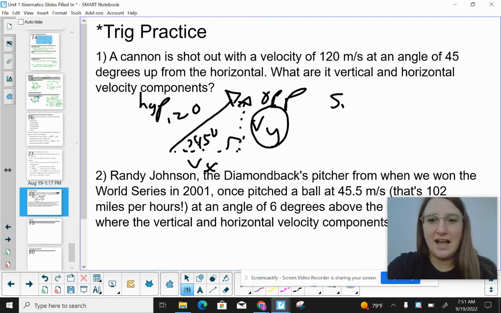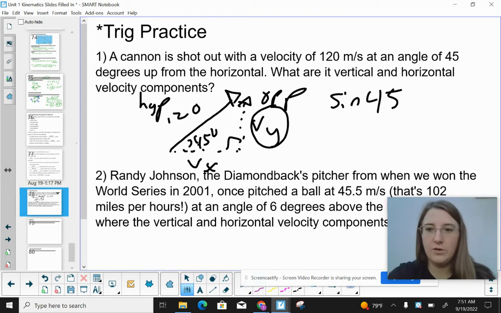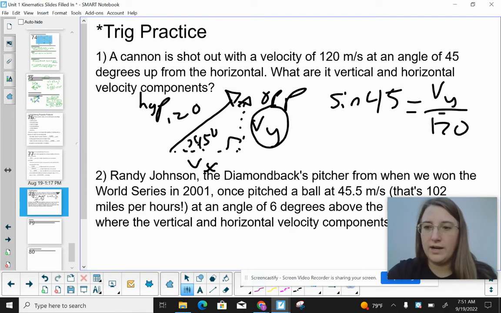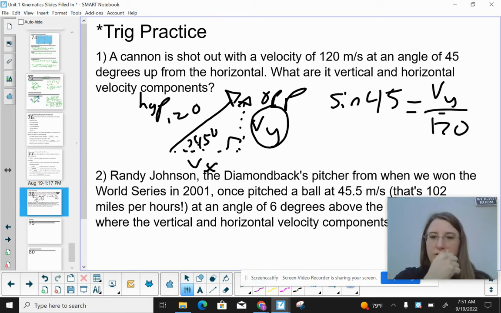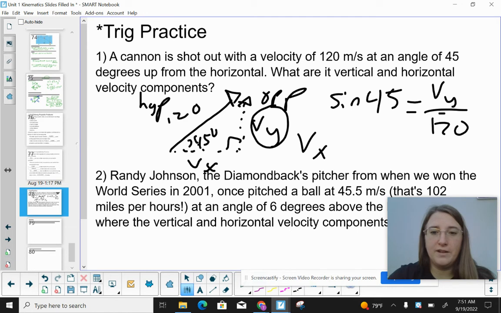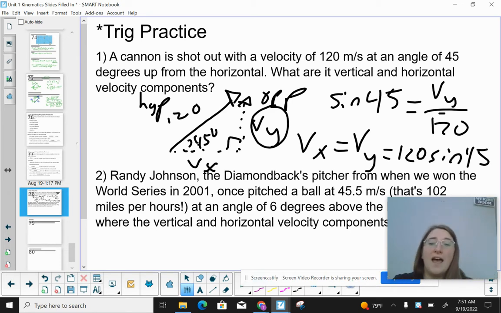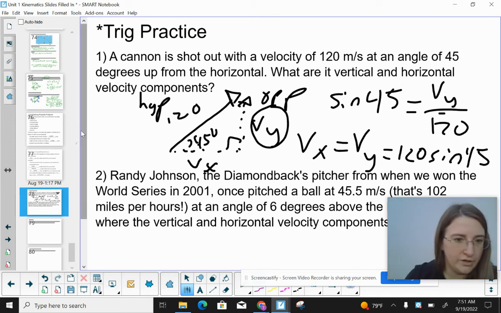That means you should have done sine 45, because with normal trig the function is married to the angle. My y velocity over 120. That's my opposite over my hypotenuse. That's the SO in SOHCAHTOA. I'd multiply the 120 over. Now again, because this is a 45 triangle, your x and your y are going to be the same. So whatever 120 times sine 45 is, that's going to get you your answer. And we can check that in class. I'm just too lazy to plug in the calculator here.